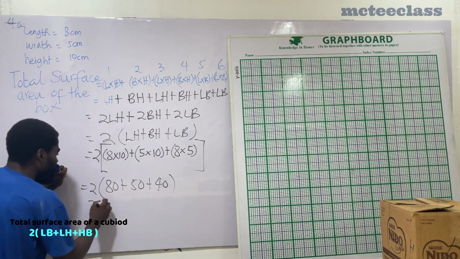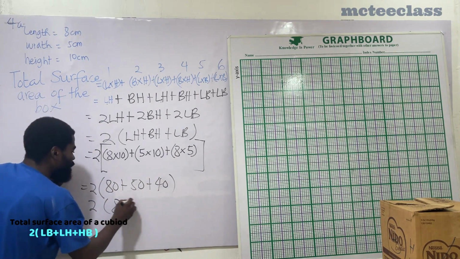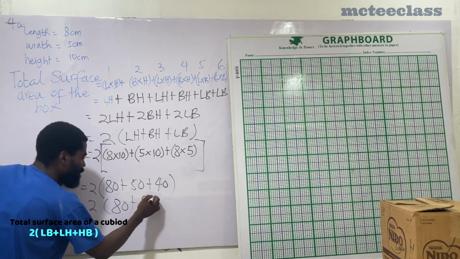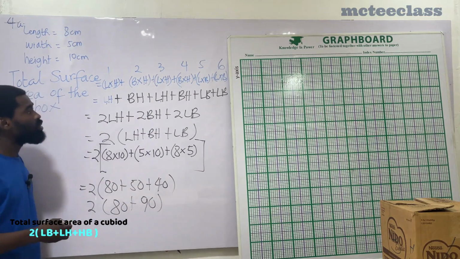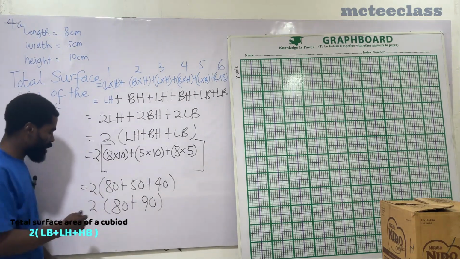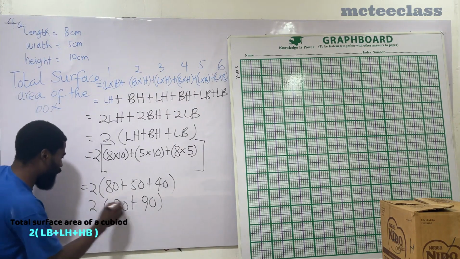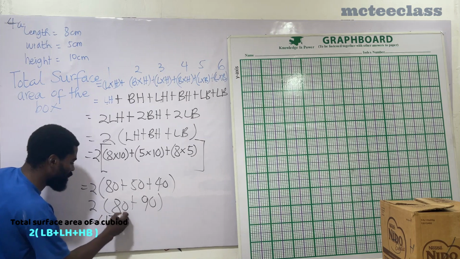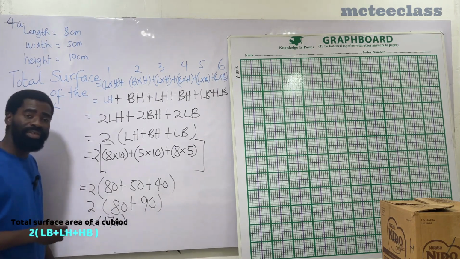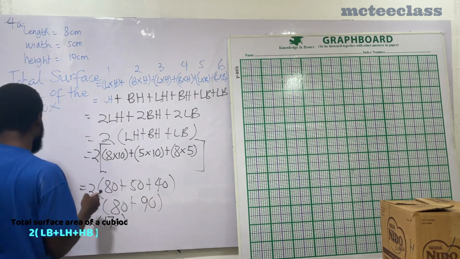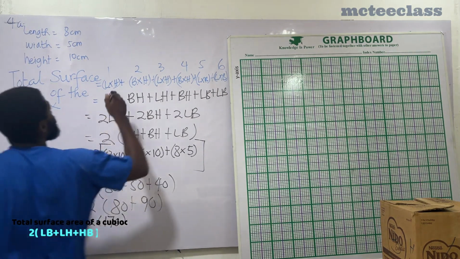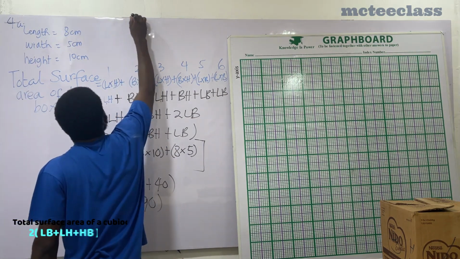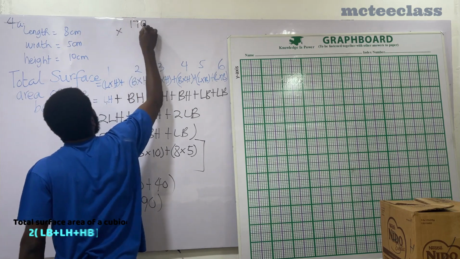So I have this. I'm going to get 2 into bracket 80 plus 90. I add them, I'll get 2 into bracket 80 plus 90 gives me 170. Once I have 170, multiply 2 by 170. I want us to do it somewhere here. 2 by 170. Let's do it here. 170 times 2.